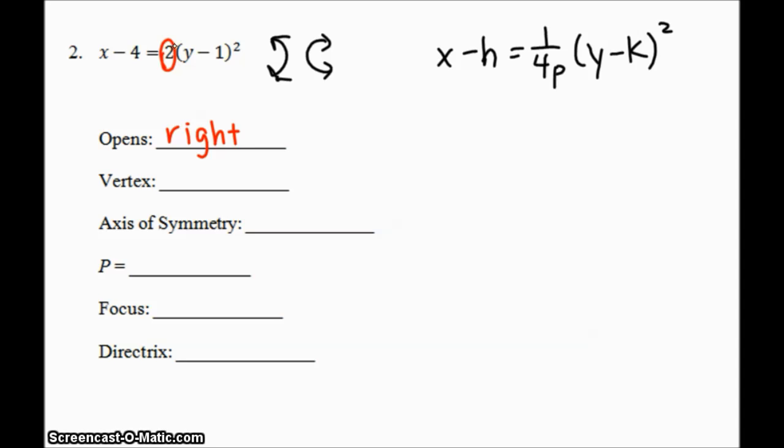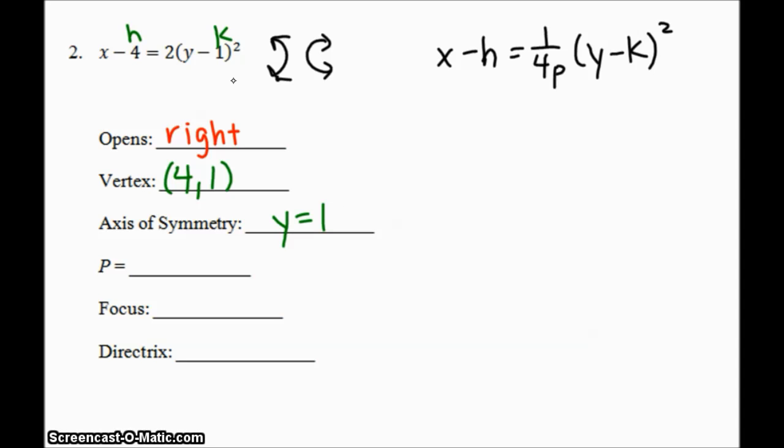Okay? Now, going back to the vertex, remember in the formula, this is h, this is k. H always sits next to x, while k sits next to y. So the vertex here will be 4, 1. Remember to change the signs because the negative is part of the formula, so you have to change the signs. Alright, axis of symmetry here is going to be, not x, this is a horizontal, so it's going to be y equals and whatever your k value is. So that's 1. Oops, I wrote k.